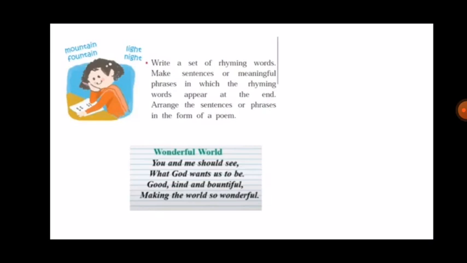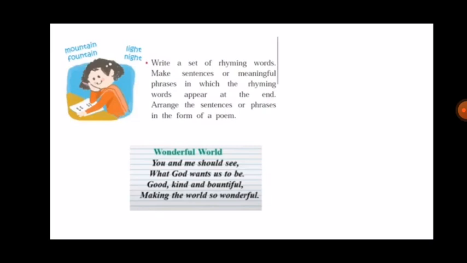It depends upon us. So students, first, we'll see the first activity. Write a set of rhyming words. Make sentences or meaningful phrases in which the rhyming words appear at the end. Arrange the sentences or phrases in the form of a poem. So this is the activity.